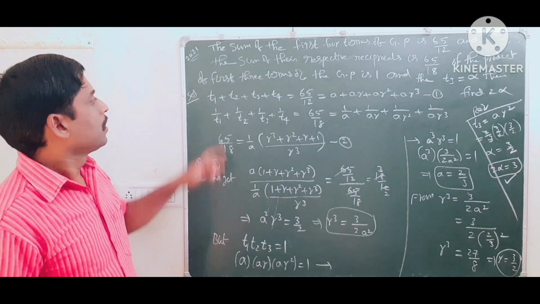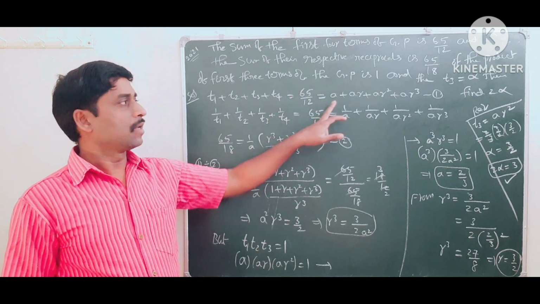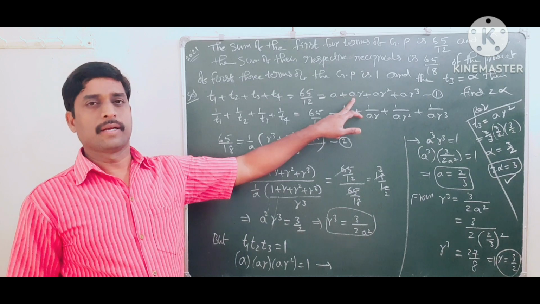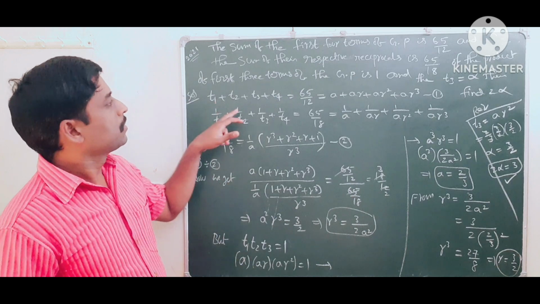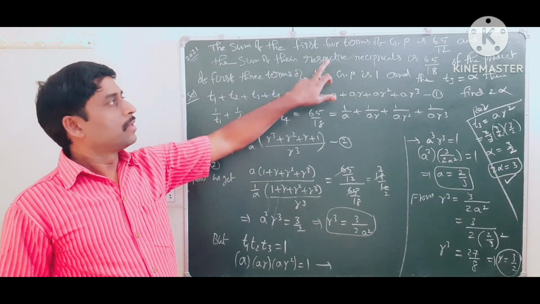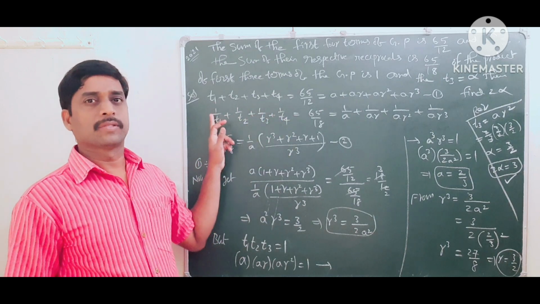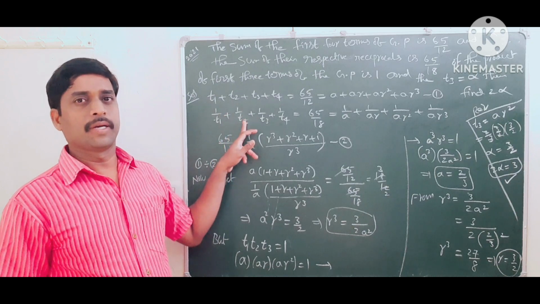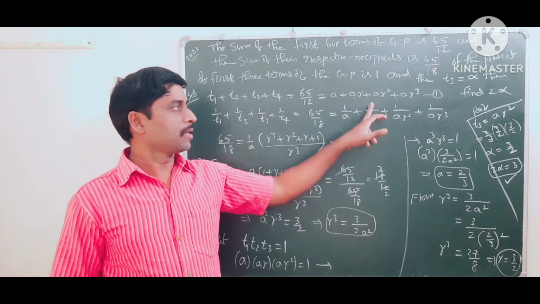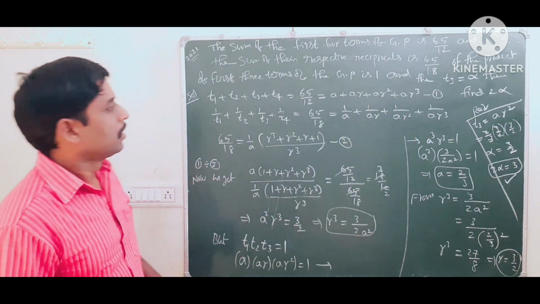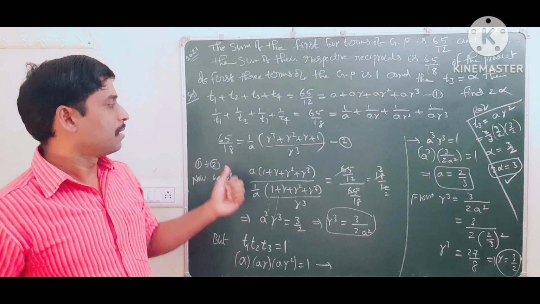Okay, now here T1 plus T2 plus T3 plus T4 is equal to 65 by 12. So T1 is the first term A, the second term is AR, the third term is AR square, the fourth term is AR cube. Now one more condition is given, the sum of the respective reciprocals. So 1 by T1, 1 by T2, 1 by T3, 1 by T4, whose sum is 65 by 18, so 1 by A, 1 by AR, 1 by AR square, 1 by AR cube. Here first we have to find the values of A comma R. How can we find these values of A comma R?